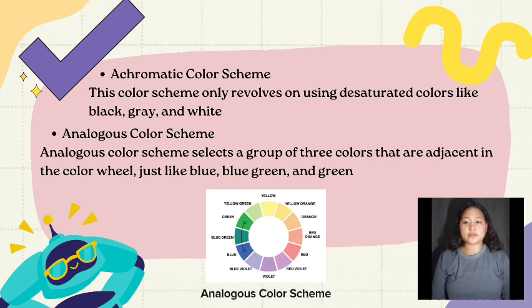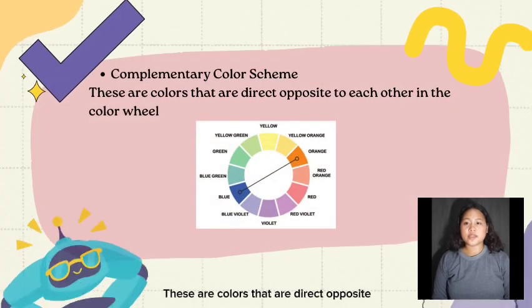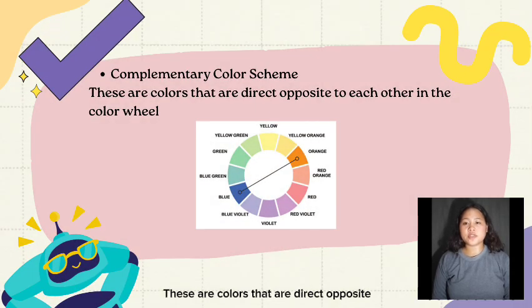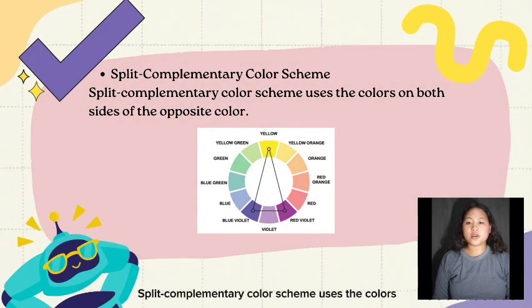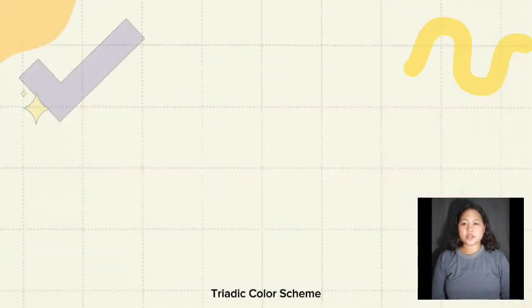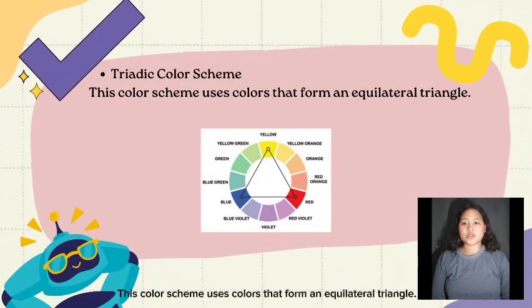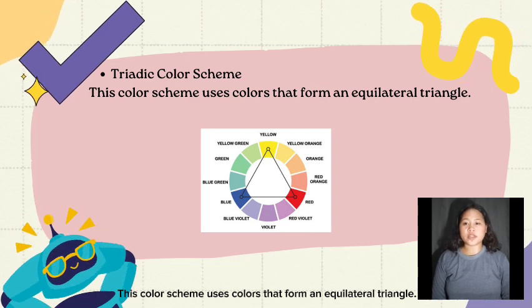Analogous color scheme. Analogous color scheme selects a group of three colors that are adjacent on the color wheel, just like blue, blue-green, and green. Complementary color scheme. These are colors that are direct opposites of each other on the color wheel. Split complementary color scheme. Split complementary color scheme uses the colors on both sides of the opposite color. Triadic color scheme. This color scheme uses colors that form an equilateral triangle.